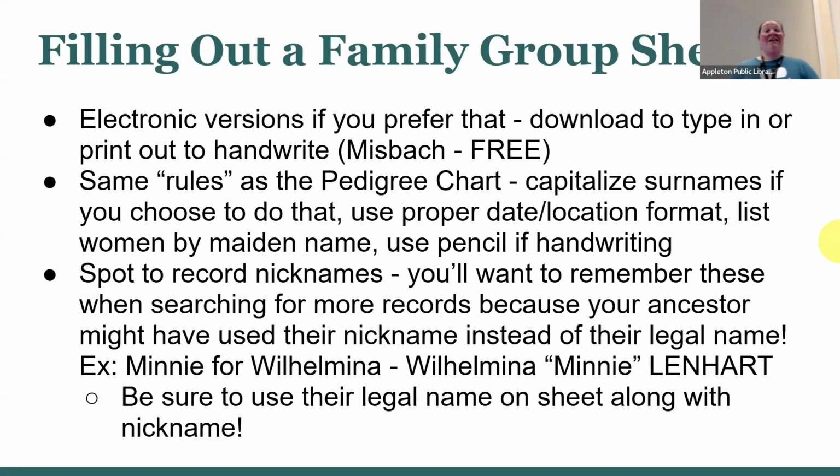The family group sheet is also a great spot to record nicknames. So you're going to want to remember those nicknames when you're searching records, because maybe your ancestor didn't use their legal name. Maybe they went by their nickname, or some kind of shortened form of their legal name. So for example, one of my ancestors, Wilhelmina, is her legal name, but she went by Minnie a lot. So in her family group sheet, I list her as Wilhelmina "Minnie" in quotes. So I know that that is her nickname that I find her under a lot of records in. But of course, you still want to record that legal name, because sometimes they're going to be featured under their legal name as well.